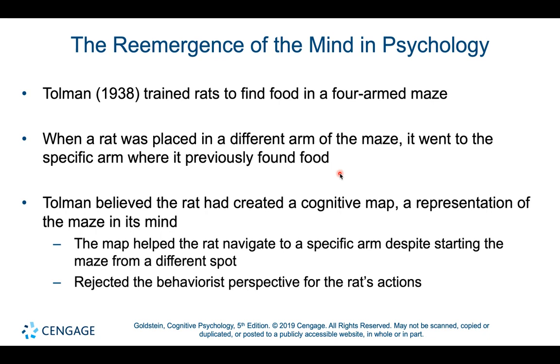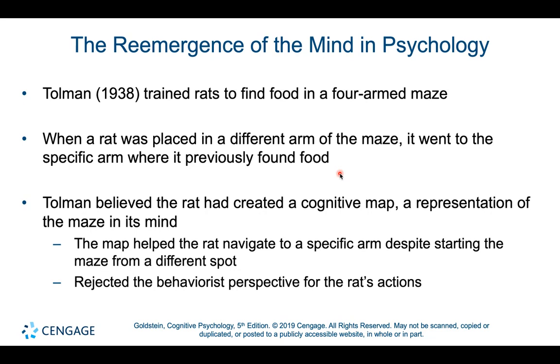I run straight to the other end, I eat the food. Then Tolman takes the rat and moves it to the right. So imagine the rat was starting at the bottom of our plus sign and running straight up the vertical line to get the food. Tolman then moves the rat to the right, so now it's on the right-hand side of the horizontal line of the plus sign.